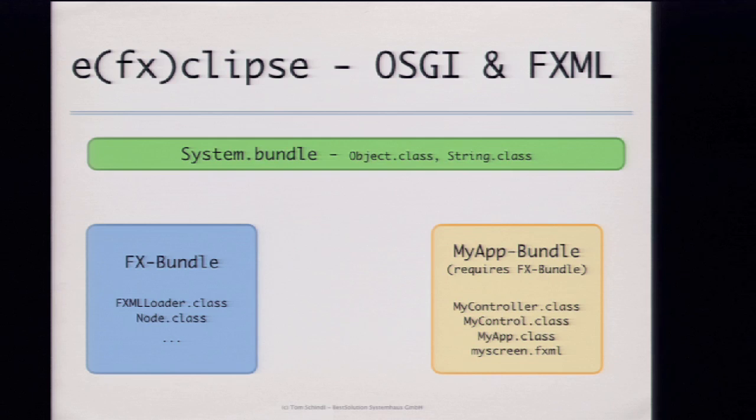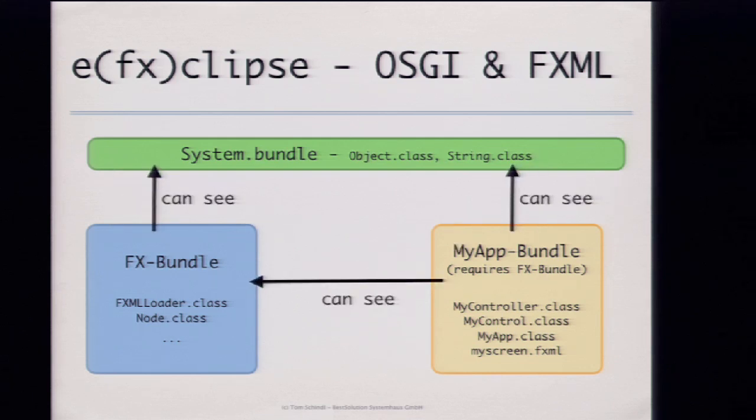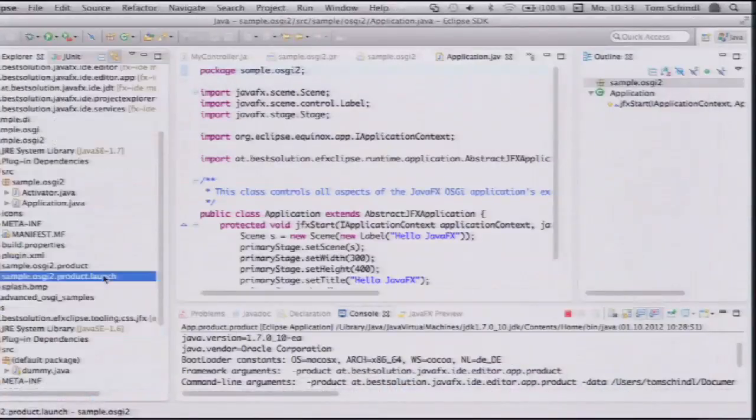The problem is that the visibility rules in OSGi tell you my app bundle can see the FX bundle, but the FX bundle can't see my app bundle. So it can't load classes from there. That's the real problem you're having when you use FXML plus OSGi. So you have to take extra care that you set a certain class loader, the class loader of the origin bundle, so that the lookup of classes is really working as you expect in an OSGi world. So that's where we help you with some small features.